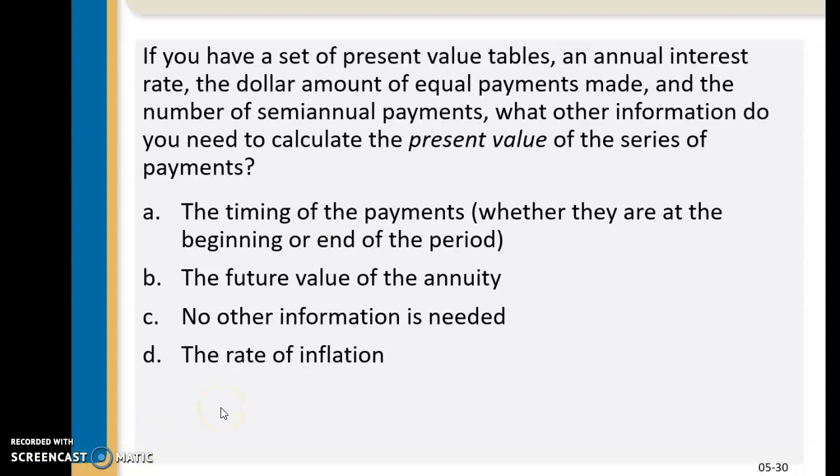Did you choose option A? The timing of the payments, whether they are at the beginning or the end of the period, is crucial to know. You simply cannot calculate a present value or a future value accurately unless you know that.